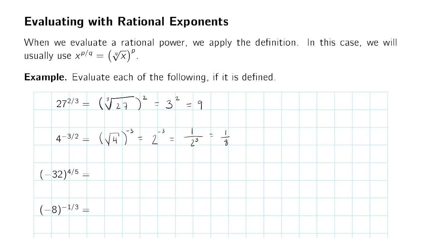Negative 32 to the power 4/5, that's going to be the fifth root of negative 32 to the fourth. The fifth root of negative 32 is negative 2. So we have negative 2 to the fourth. That's positive 16.